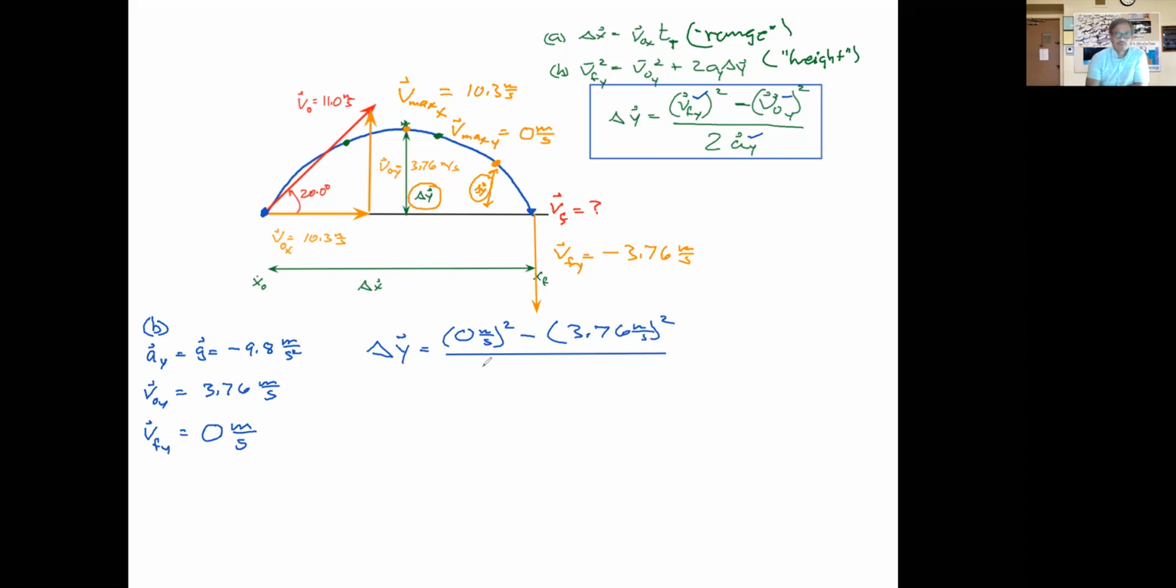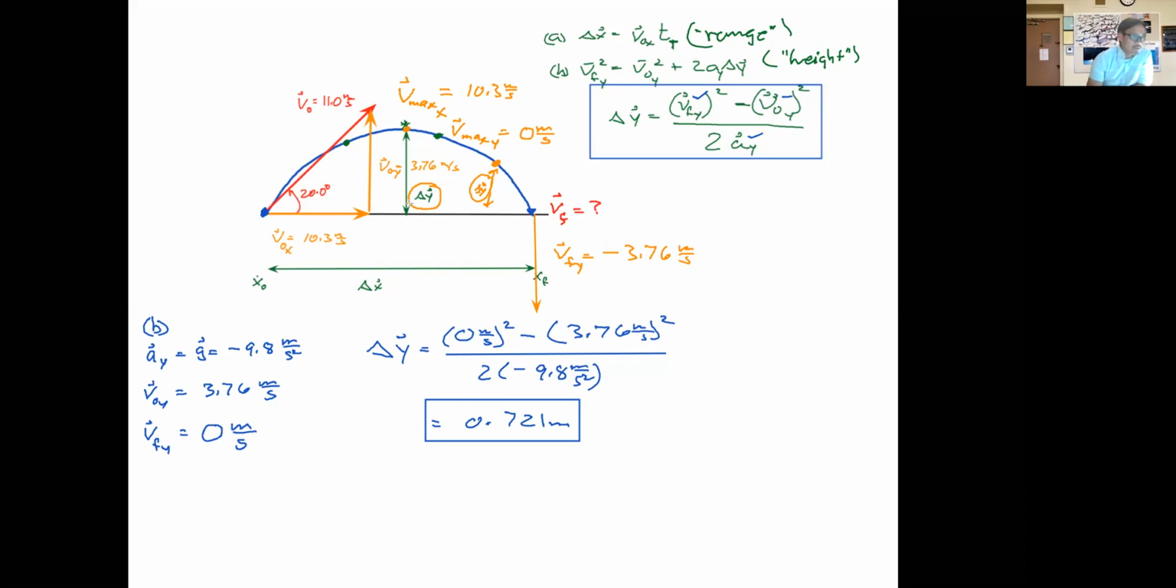2 times a negative 9.8 meters per second squared. And if you plug that in, you're going to find then delta y, the height, is going to be 0.721 meters. And that is the vertical distance. There's a vertical distance right there. All right. Now, that's part B. We got to go back to part A, but before we get back to part A, what we need to do is we need to find the total time of flight. Flight time right there.